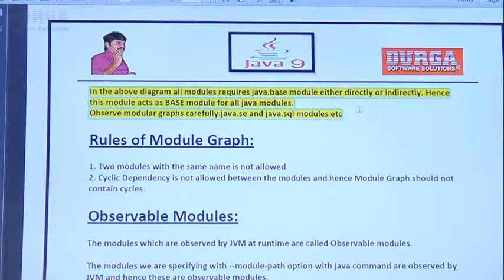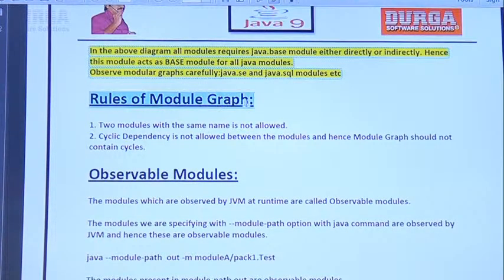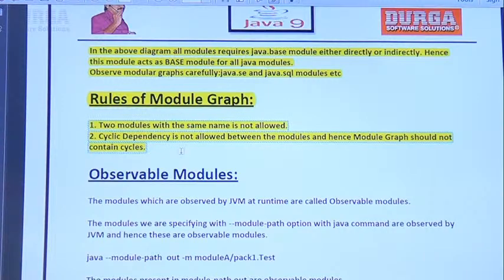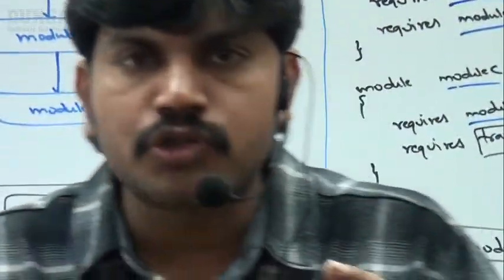The java.se and java.sql modules, I showed these two modules already, right? Rules for the module graph: there are two rules. Two modules with the same name are not allowed. Cyclic dependency is not allowed between the modules, and hence the module graph should not contain cycles. Are you getting it? Clear for all of you, right? This is a small concept.